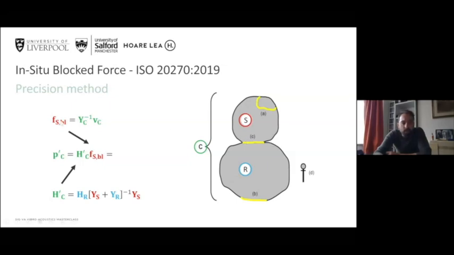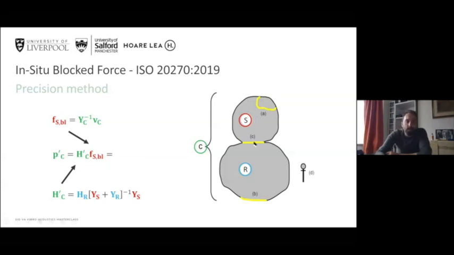Now, the color code in here is red if it is a property of the source, green if it is a property of the assembly, and blue if it is a property of the receiver. So what this shows us is that we can obtain a property which is solely of the vibration source from measurements on the coupled properties of the combined source and receiver.